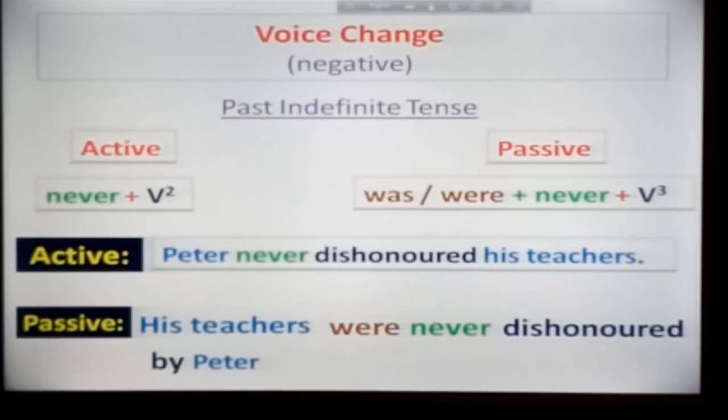these are the basic steps that we follow to change any assertive negative sentence in the present and past indefinite tense from active to passive. Now dear students, let's see what we have learned so far from this lesson.